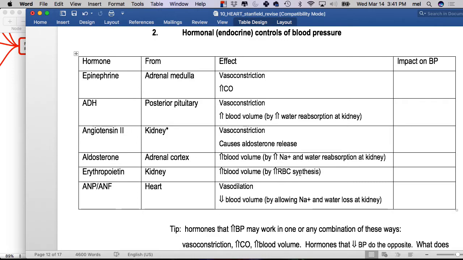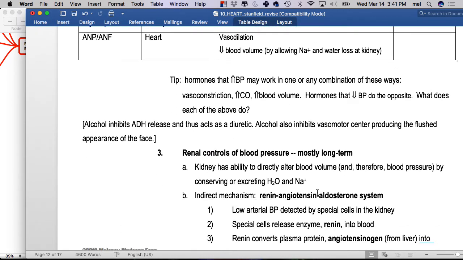Got it? Okay, so these are the hormones. Now, please note that hormones manipulate blood pressure in the same way that anything manipulates blood pressure. They can hit the pump, they can hit the vessels, they can hit the fluid, and they will never contradict what they did with one at the other. Does that make sense? Okay, so alcohol.